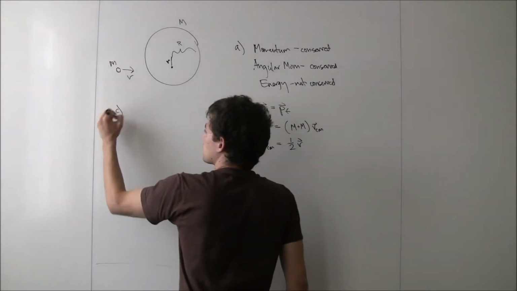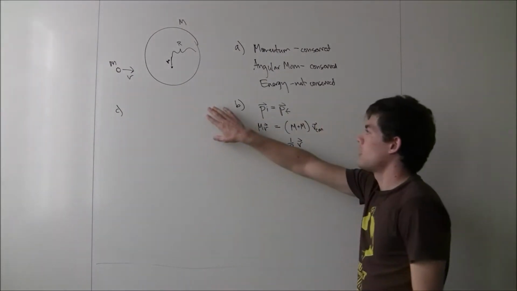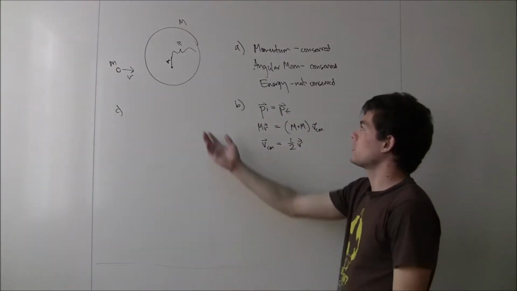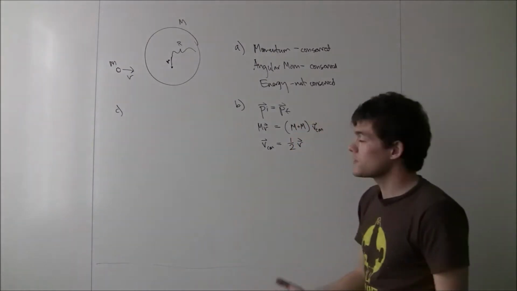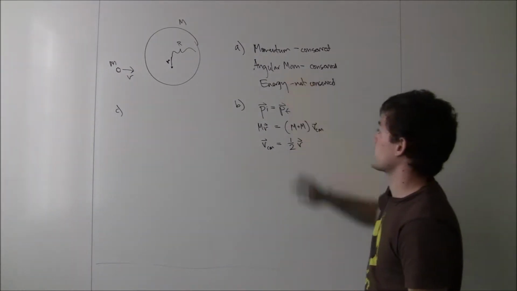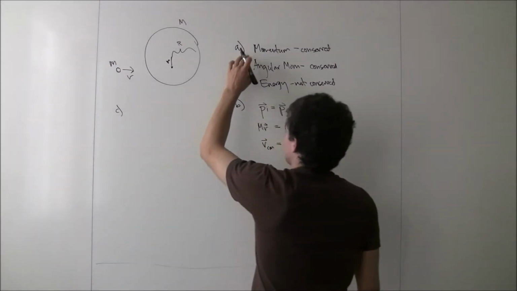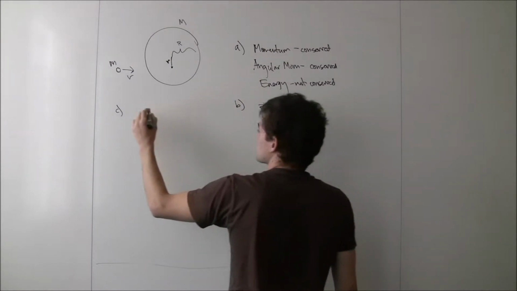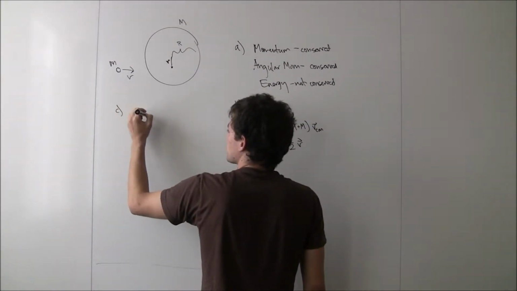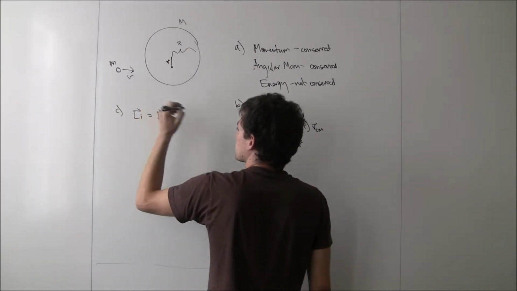Now for part C, we're asked to find what the angular velocity omega of the system is going to be after the child sticks to the disk. And we're going to solve for this the same way we solved for velocity here: we're going to use the fact that angular momentum is conserved. So angular momentum initial equals angular momentum final.